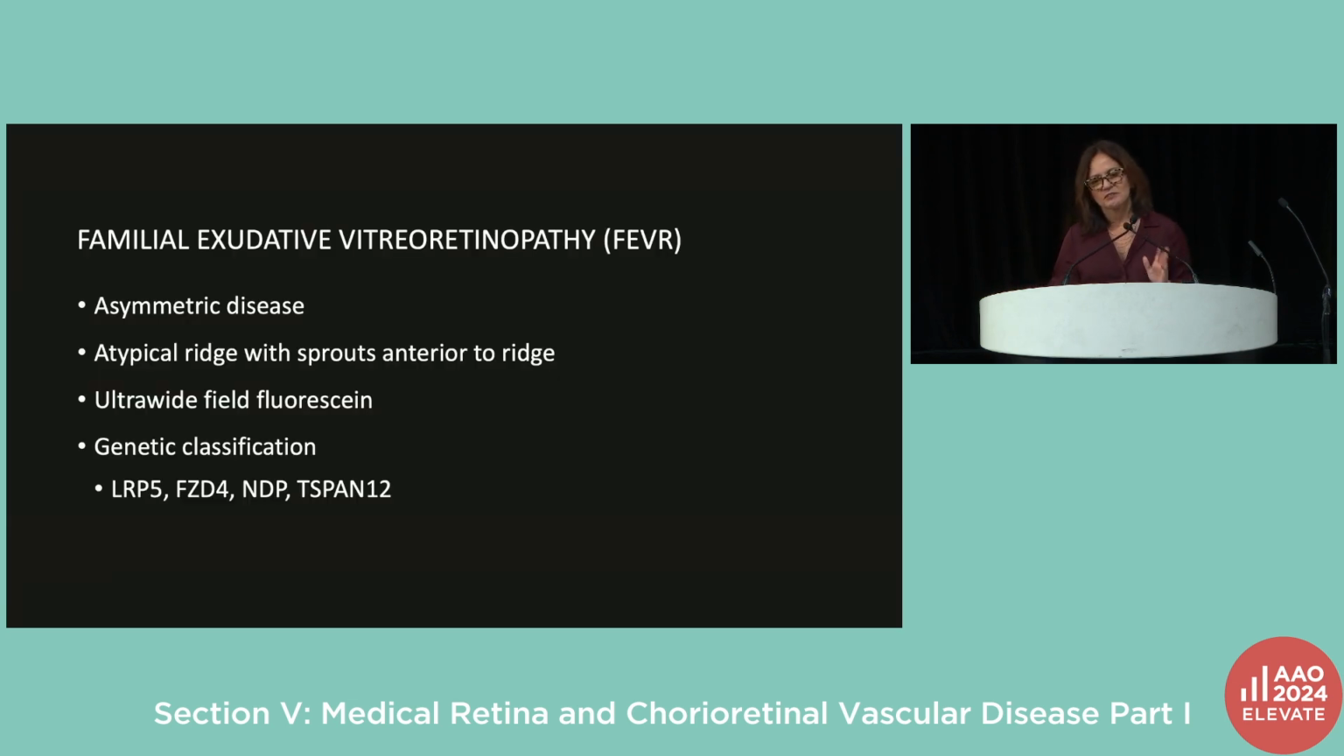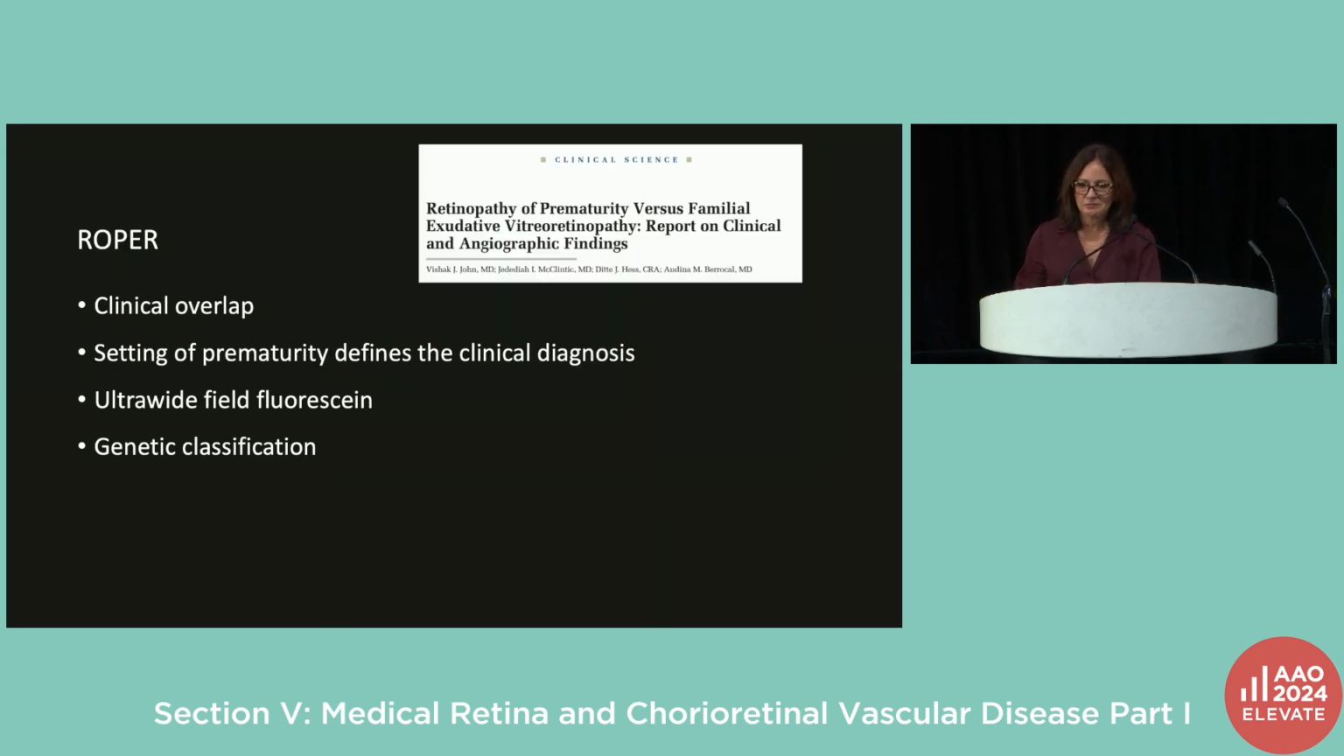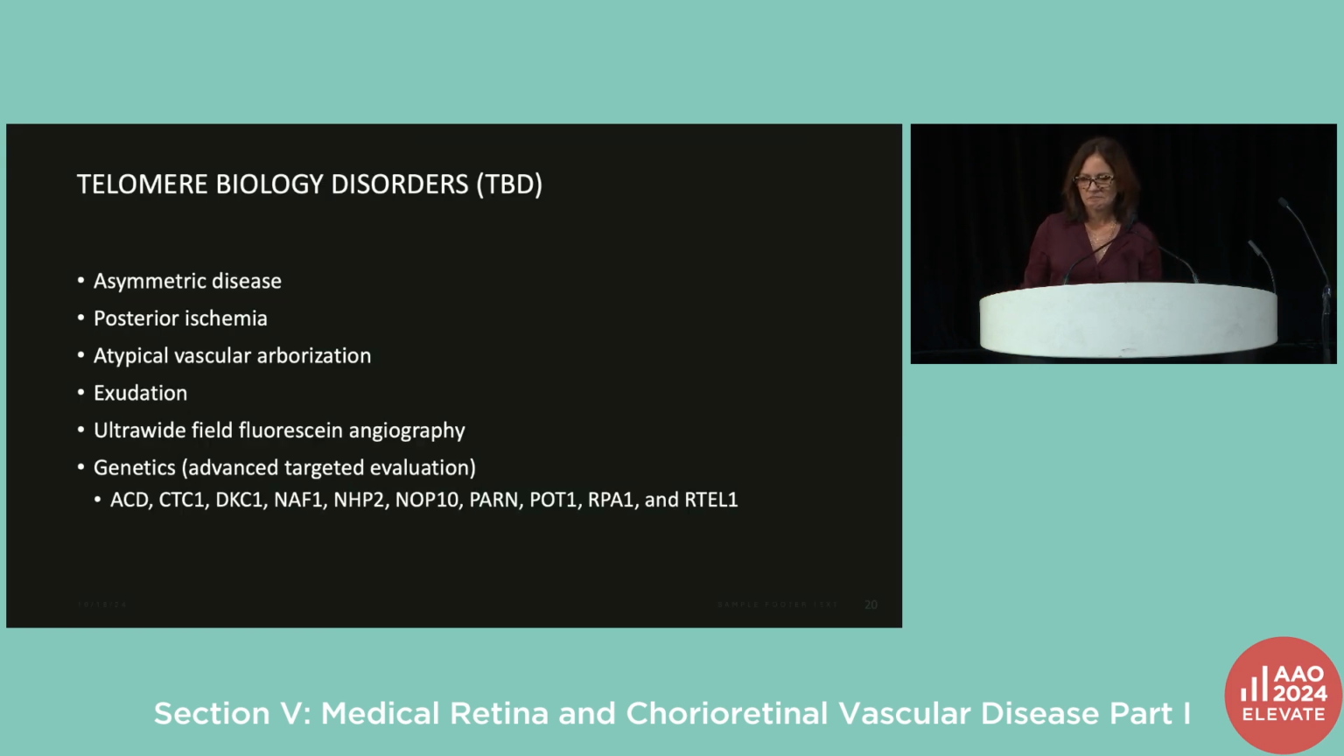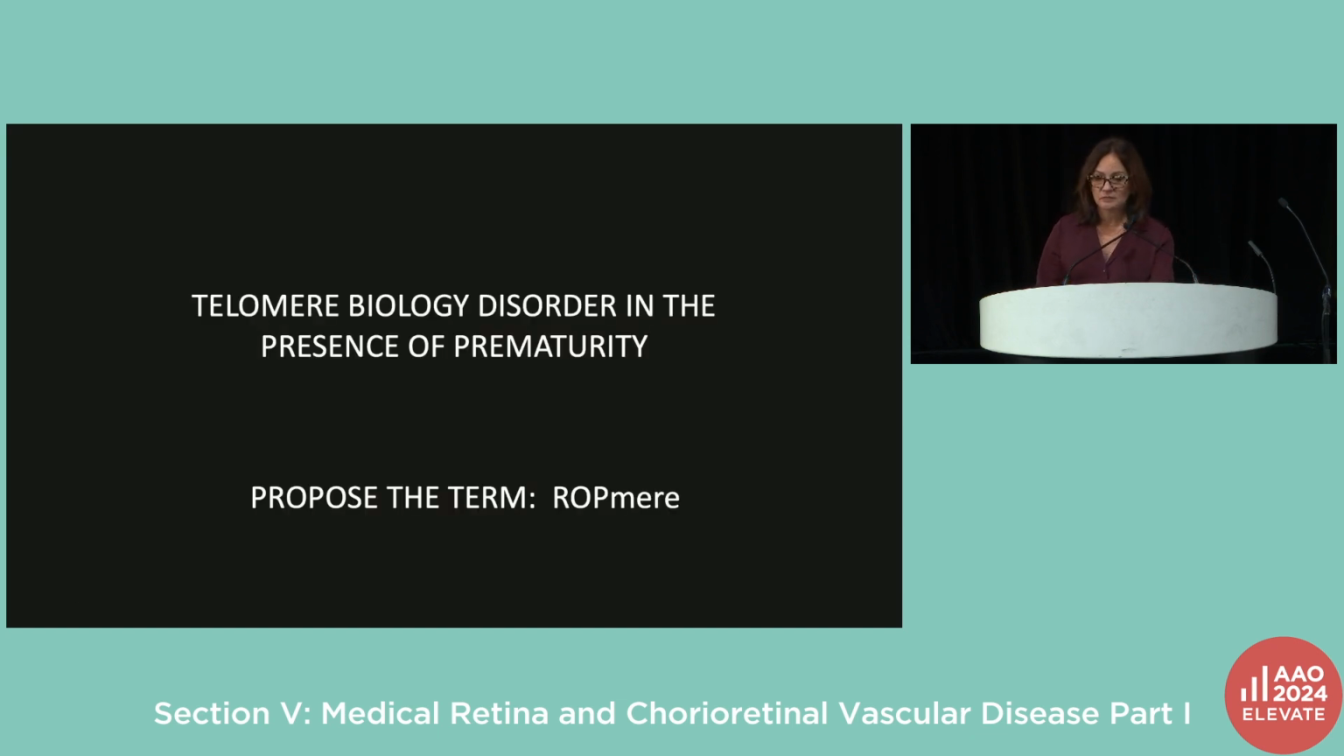So familial exudative vitreoretinopathy, we get asymmetric disease, atypical ridge with sprouts anterior to the ridge, and we can actually do genetics, and these are the most common 4 mutations as of today that we see in FEVR. So ROP is FEVR, but in the presence of prematurity. And now we have TBD diseases, telomere biology disorder: asymmetric disease, posterior ischemia, atypical vascular arborization, exudation, and you should do angiography, but the key is that the genetics have to be targeted. It's not just a simple panel.